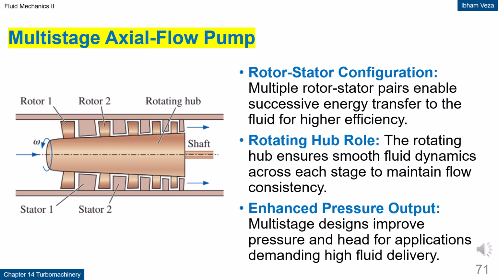Multi-stage axial flow pump uses multiple rotor-stator pairs to increase fluid energy step by step, so that the total pressure can be raised without overstressing a single stage. Each stage adds kinetic energy and pressure to the flow, making the overall system more efficient for high-pressure applications. The rotating hub maintains smooth and consistent flow from one stage to the next. This concept is widely used when a single stage cannot provide the required head. In practice, the multi-stage approach allows a more compact and reliable design.